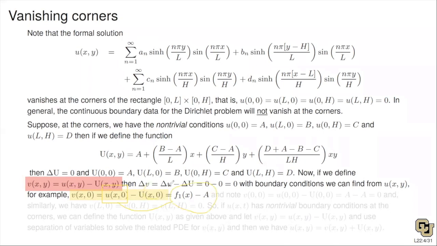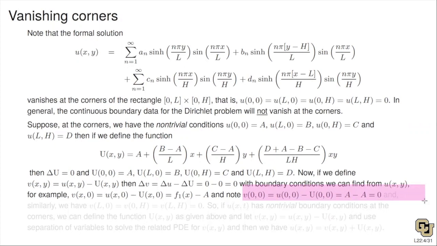And we know capital U of x0 is A. And so now I've found a boundary condition for V. And in that way, I can find all 4 boundary conditions and set up a new PDE. However, for the function V, it is 0 on the corners. We've engineered it so that if you actually evaluate V at any of the corners, here I just did 0, 0, for example, by definition, you get it's equal to 0.